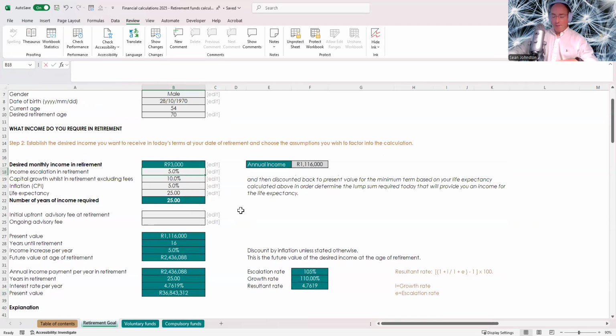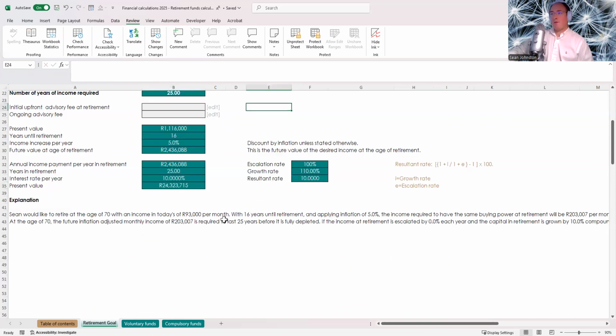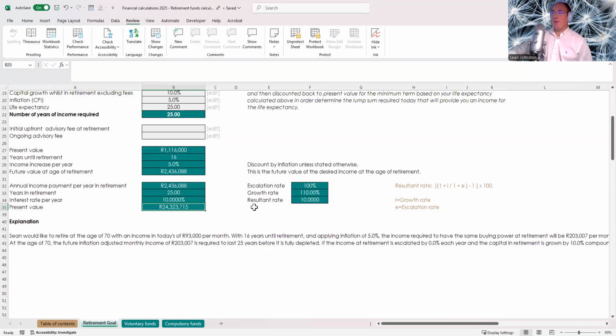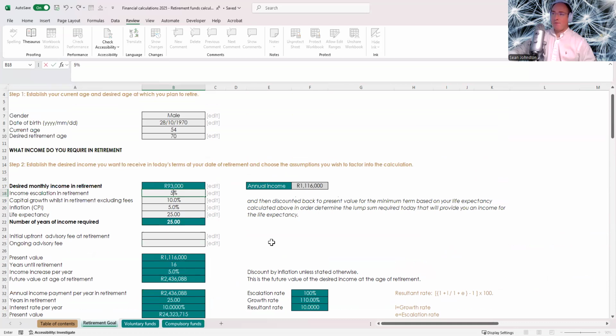If we take this off and say we don't want to escalate the capital, then the lump sum requirement would drop because we're not factoring in the escalation. So it's just purely 10% growth on my capital. Now, obviously, if you have the cost of living increasing annually, I'm referring to medical aids, groceries, etc., it would not be advisable to have no escalation on your income in retirement, which is why we have this provision for you.